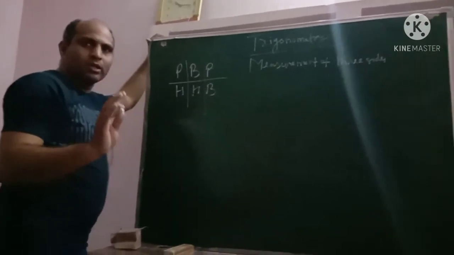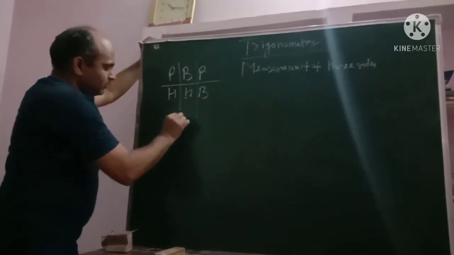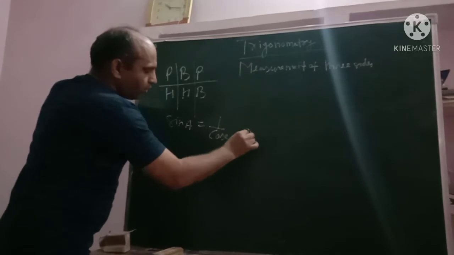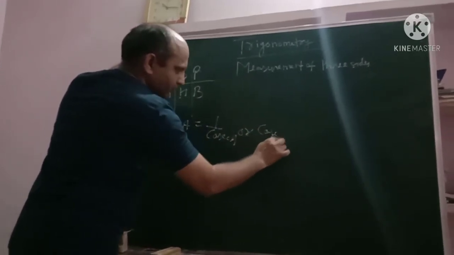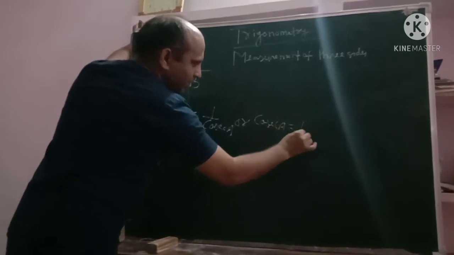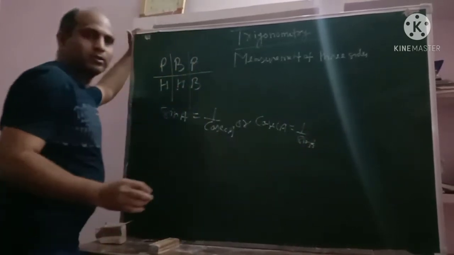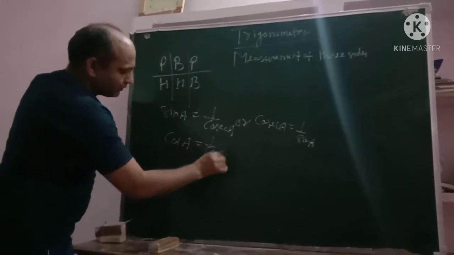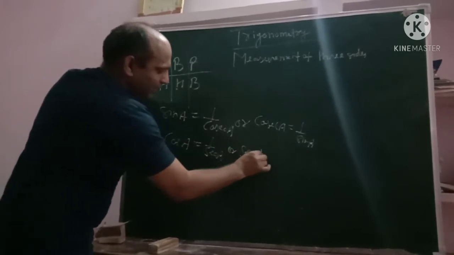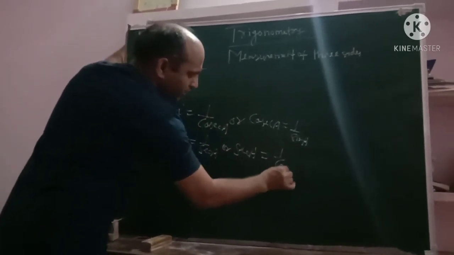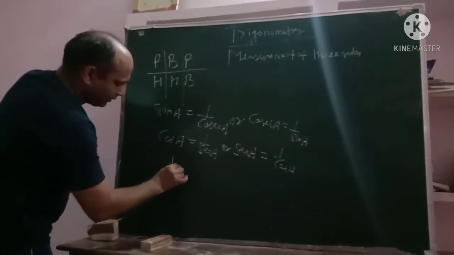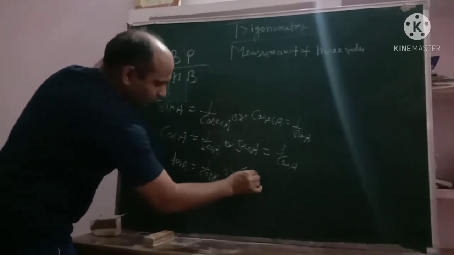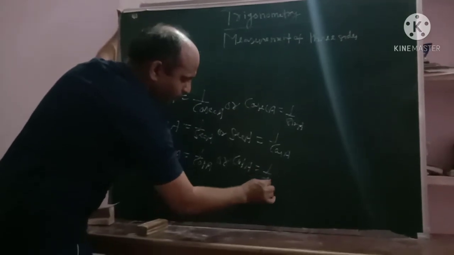And there are some relations that you can also learn, that is sin A is equal to 1 upon cosec A, or cosec A is equal to 1 upon sin A. Similarly, cos A is equal to 1 upon sec A, or sec A is equal to 1 upon cos A, and tan A is equal to 1 upon cot A, or cot A is equal to 1 upon tan A.